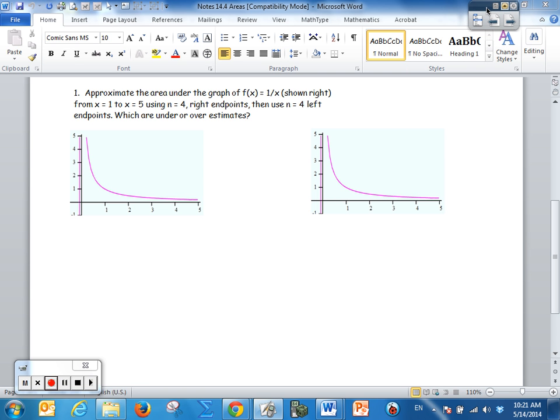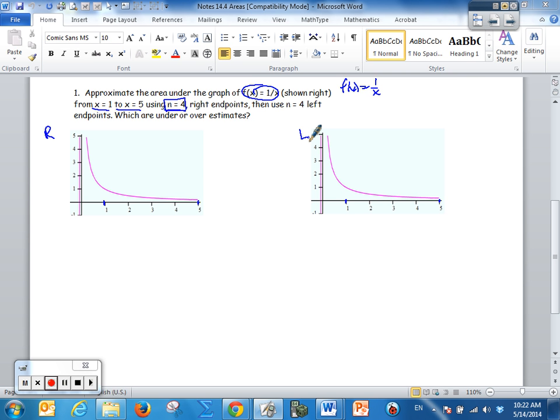All right. Our function right here is f of x equals 1 over x, and it's already graphed for us. We want to go from 1 to 5 using an n of 4. N of 4 means how many rectangles you're going to be drawing. I'm going to do an n of 4 on both of them, from 1 to 5. On the first one, I'm going to do right endpoints, and on the second one, left endpoints.